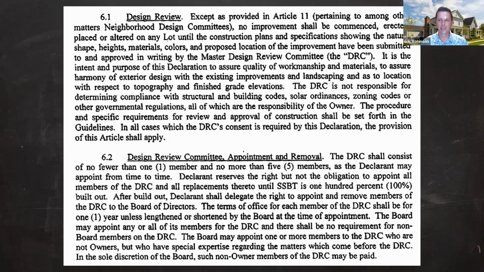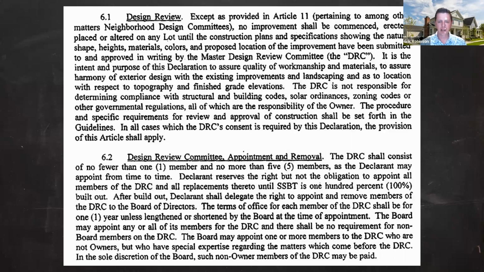So this particular one talks about what their scope is. They're going to review anything that's going to be erected or altered. They're going to review construction plans and specs, assure quality of workmanship and materials to ensure harmony of exterior design with the existing improvements and landscaping. So again, remember that wording. I'm going to address that in a little bit in a new section from the last training that I've been thinking about.